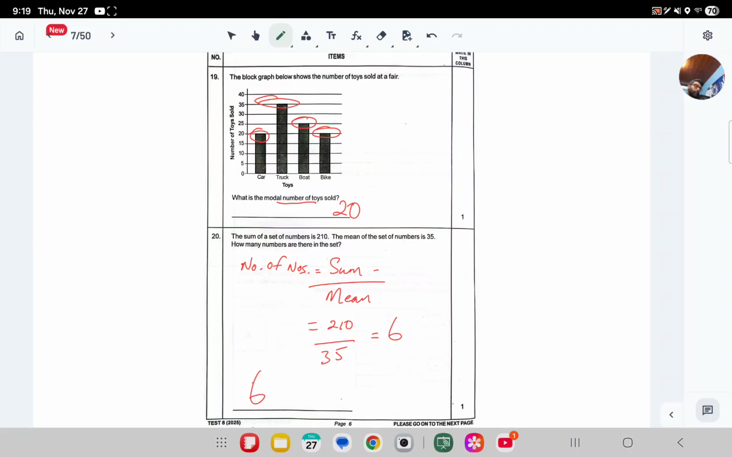Alright, and that's it for 2025 section 1 test 8. Alright, again, remember, you could grab a copy of your formula book. It helps a lot. It has all these formulas concerning, for example, number 20, how to solve for the mean, how to solve for the sum, how to solve for the number of numbers. Alright, and you can apply these when working out your practice papers.